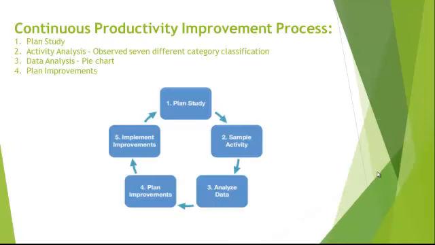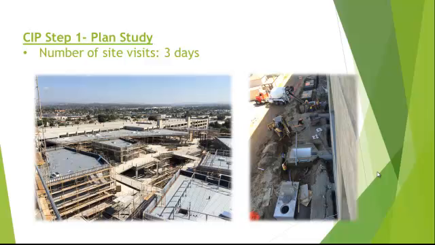Step 1 of this project is the continuous productivity improvement process, and this is the plan study. As defined by the Construction Industry Institute, CII, this is the process that starts with the planning study. The data collection was performed on 3 full days: September 29th, September 30th, and October 13th. Being in Southern California, weather was not a factor, as it was in the mid-80s and sunny.